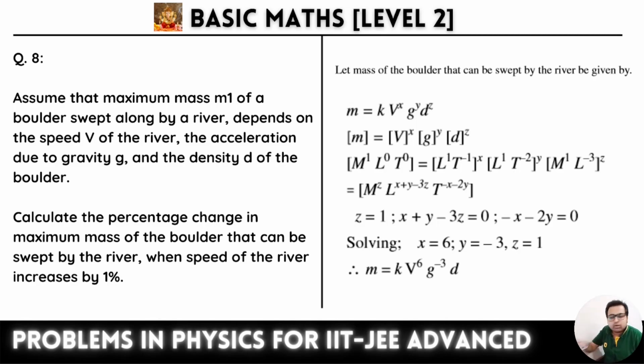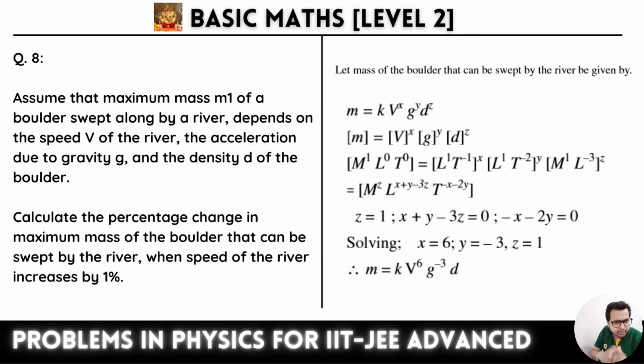Now in the question it is given that let us suppose the speed of the river is increased by 1%. So definitely when the speed is increased, it can carry more mass, means it can sweep away more mass. So the percentage change in the maximum mass that can be swept away by the river, that you have to calculate. Definitely in the problem we don't know any formula, because for this type of problem we have not remembered any formula like F is equal to ma, or work done is equal to force into displacement. So we have to derive a formula, and using that formula we have to calculate the percentage change.